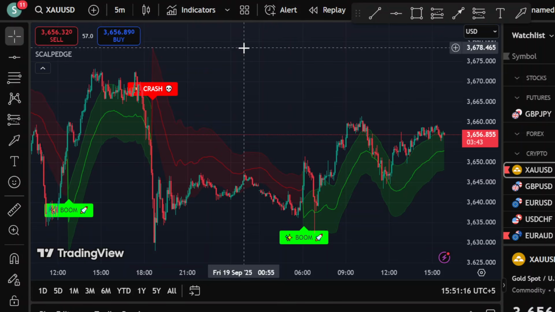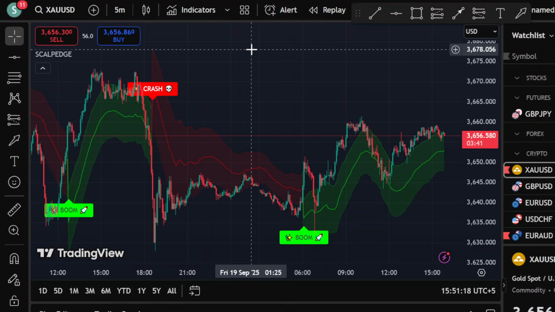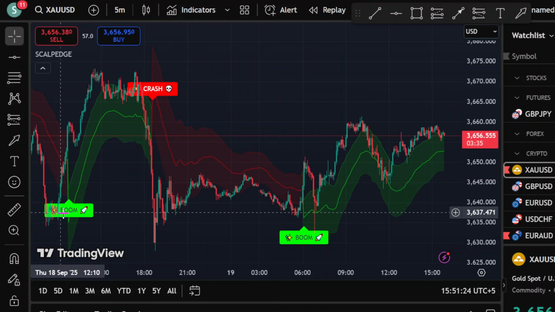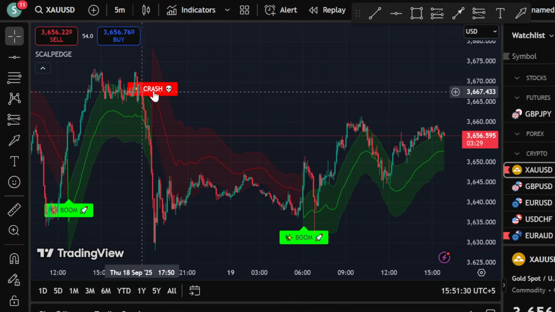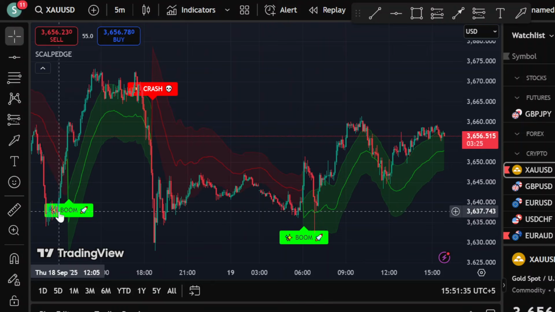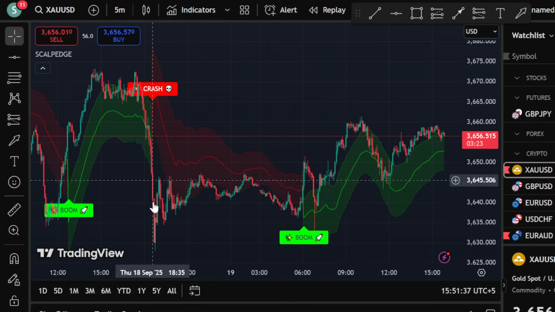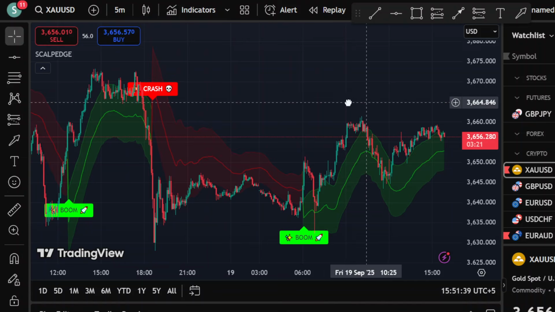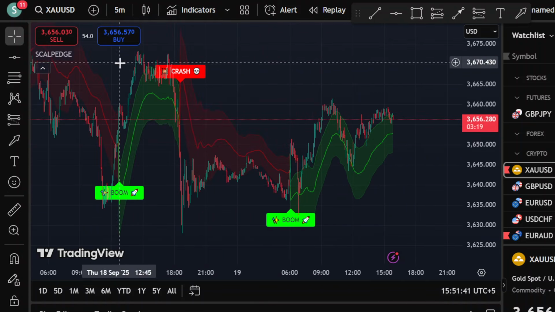Now about this indicator, you can use it on the smaller time frames, but if you use it on the higher time frames, then the results are more reliable. This indicator can be used in Forex, crypto, and the stock market, and it is based on the boom and crash. For example, this is gold 5 minute, and we have the boom, price is up, crash, the price is down, boom, price is up, and right now we don't have any signal.